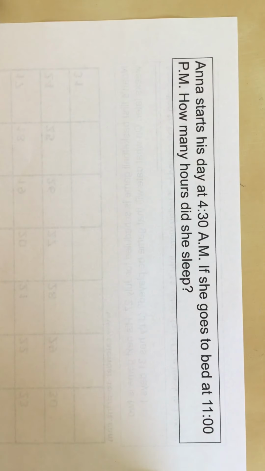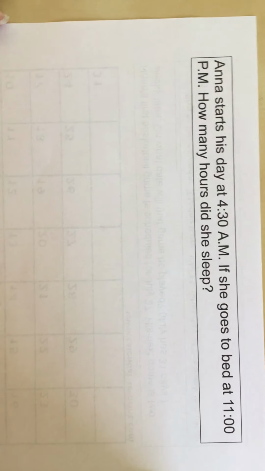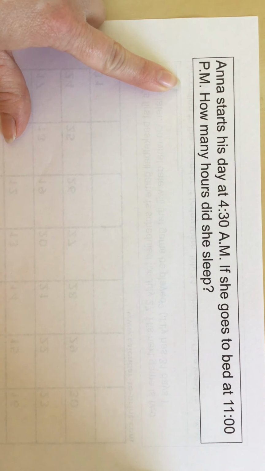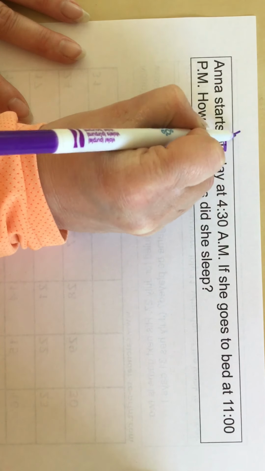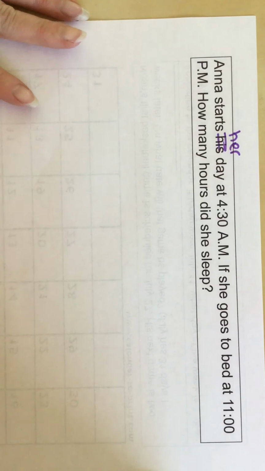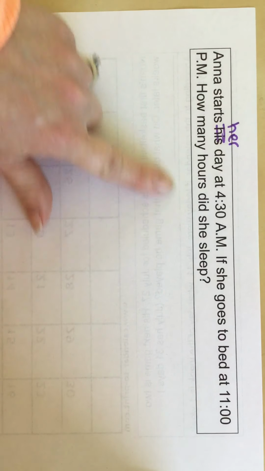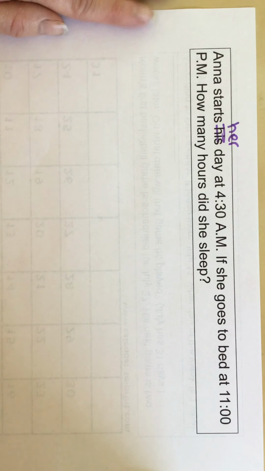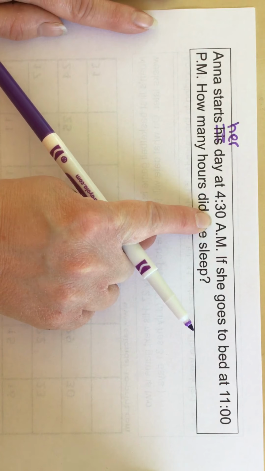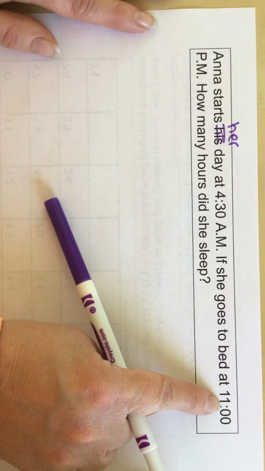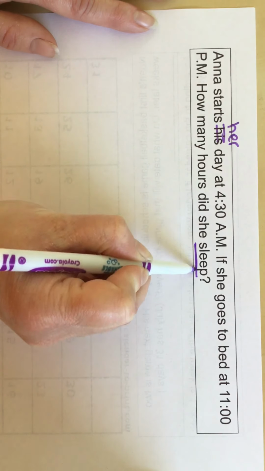All right, we have one more. Our word problem says, Anna starts her day, whoops, typo, that's supposed to be her day at 4:30 a.m. If she goes to bed at 11 p.m., how many hours does she sleep? So if she is waking up at 4:30 a.m. and she is going to bed at 11, I want to know how much she's sleeping.